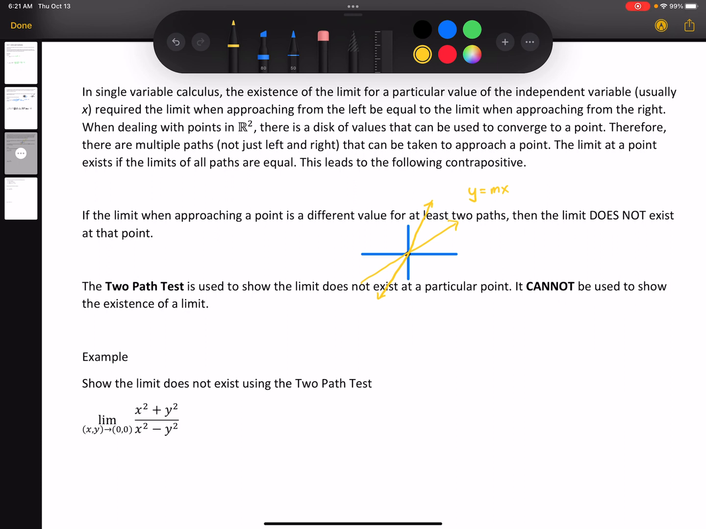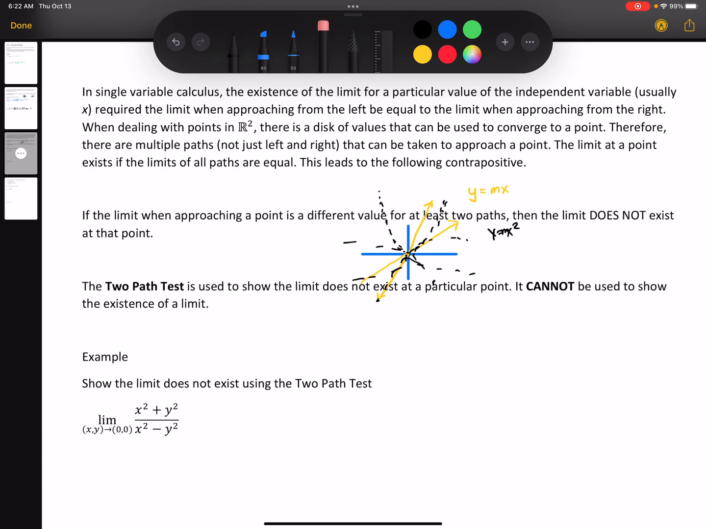You could also approach this point in a parabolic path, where if we have y equals x squared, then we'll say y equals mx squared. So we're approaching in parabolic paths to get to that point. All of the points could be of some parabola that get there. We can go that direction, this direction, that direction, or whatever, however you get to that point.